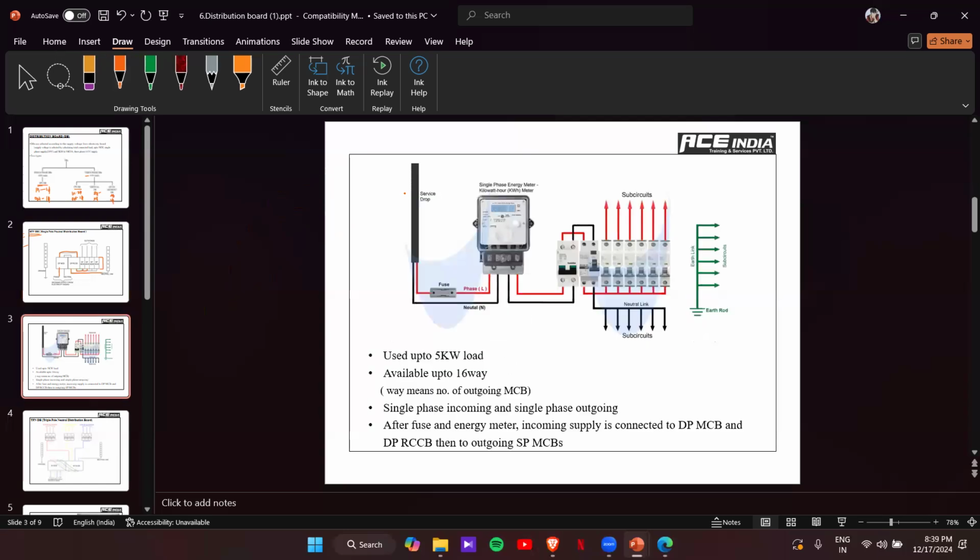Yeah, this is how it will be. Here it is shown. You'll have the service drop. From there, the phase connection will be connected to the fuse line.